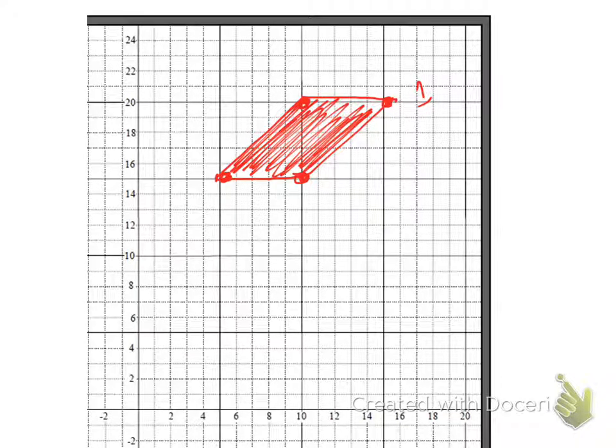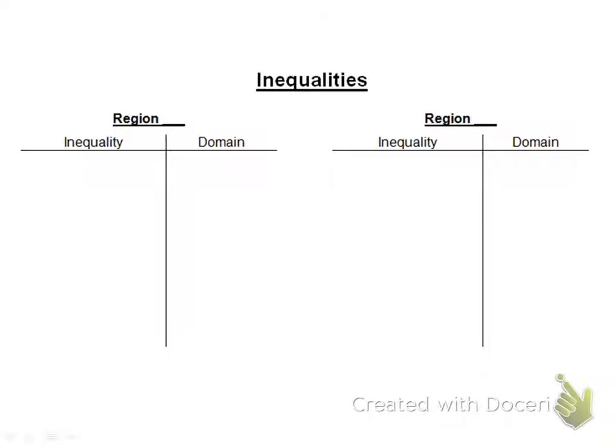So that's my first shaded region, and now I need to come up with the equations of each of these lines. So I'm going to outline it in a different color to make sure we can see them. I need to come up with the equations for those lines, and I'm going to put those equations in the table that looks like this. For this table, I'm going to call it number 1, region 1, and I'm going to have 4 inequalities, because I had 4 lines on my first region.